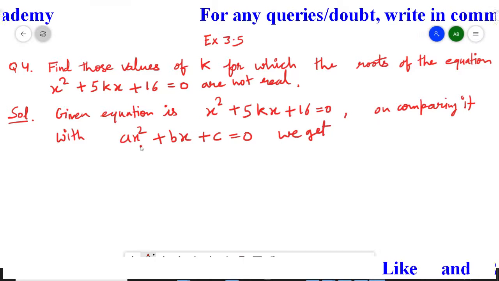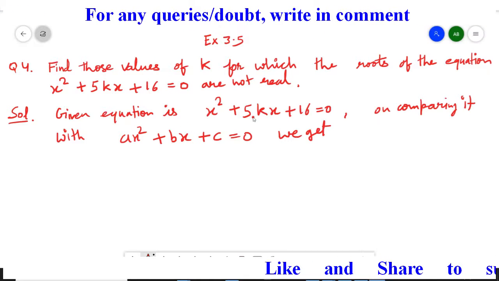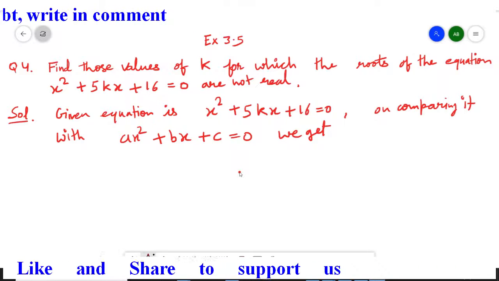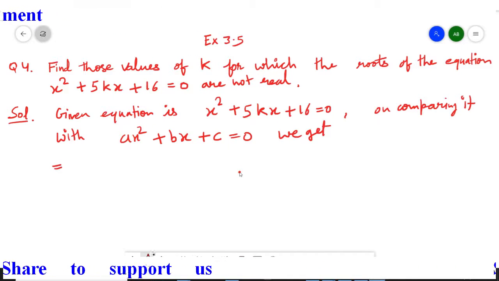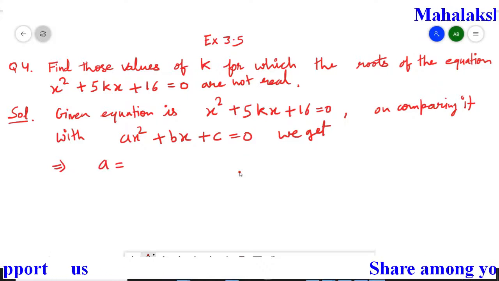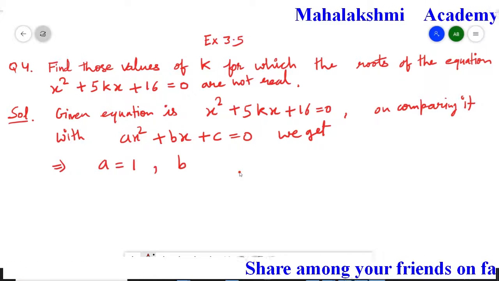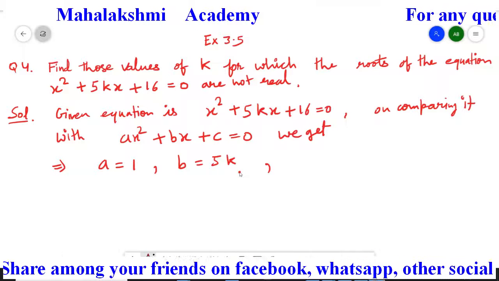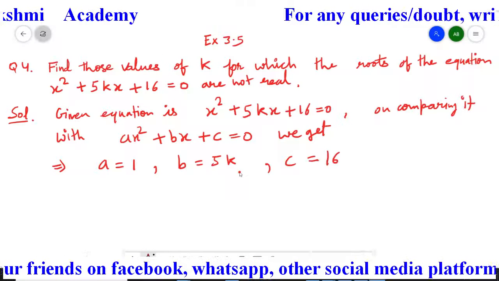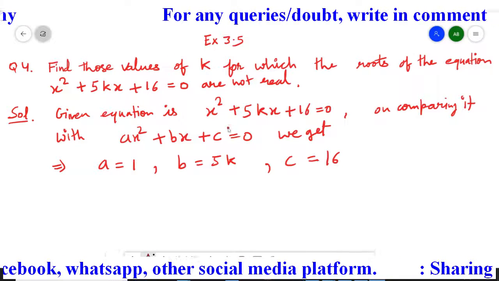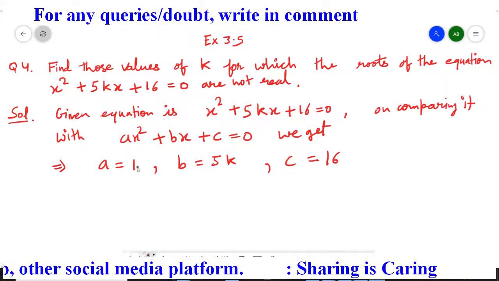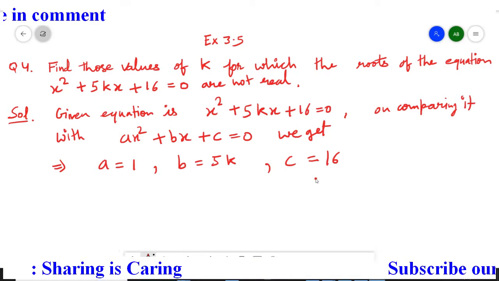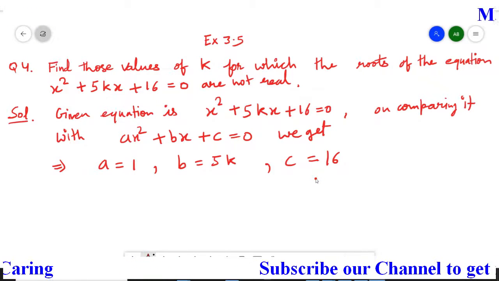So a is going to be plus 1, b is going to be 5k and c is going to be 16. Like this we have to compare and get the values of a, b and c. So it implies a is 1, b is 5k and c is 16. If anywhere a negative sign is there, then you have to mention the minus sign, and if they are positive, then the plus sign is not necessary to mention, because if there is no sign the number is positive.